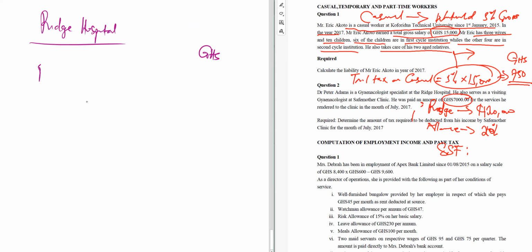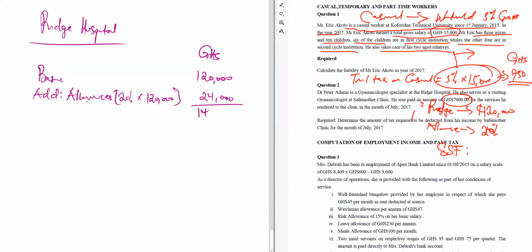120,000. He was receiving basic of what? 120,000, right? Then this is what you do. Then you have what? We add allowances. So what was his cash allowances? We said it was 20% of his income. So 20% of his 120,000. And that gives us what? 24,000, right? Okay. So that gives us 144,000, which is his total emolument, right?